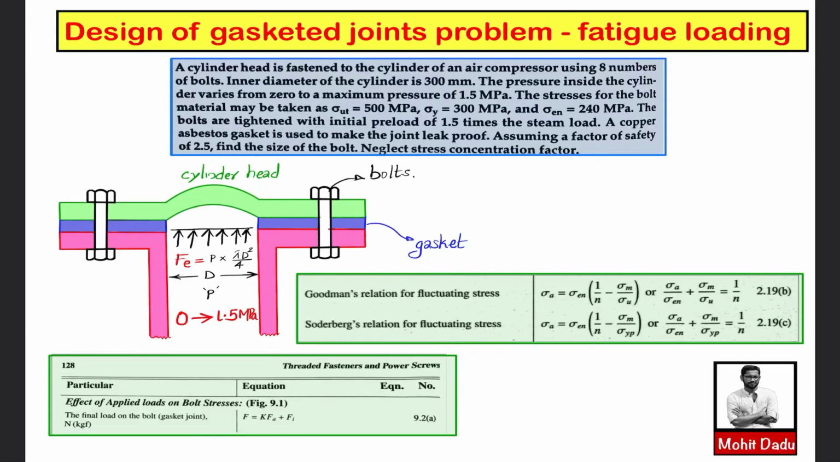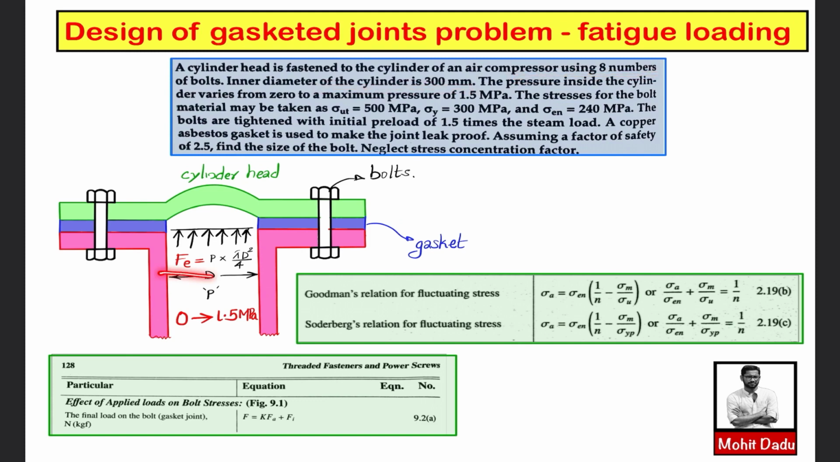Hello everyone, in this video we'll be solving a problem on the design of gasketed joints with fatigue loading. That means these gasketed joints are subjected to variable loading. So if you are seeing this question, a cylinder head is fastened to or joined to the cylinder of an air compressor using 8 bolts.